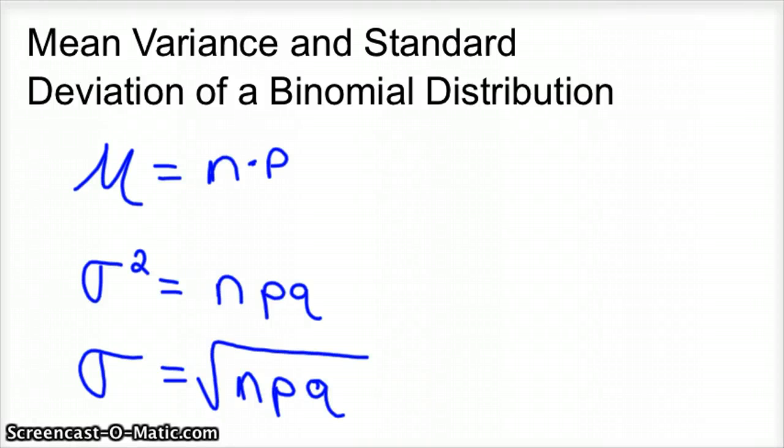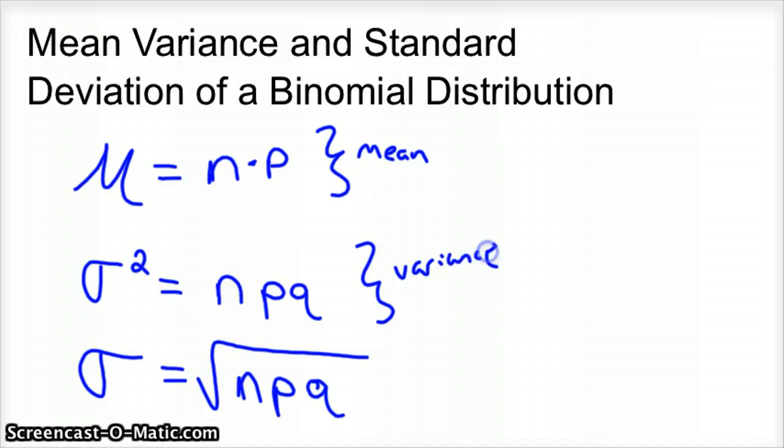Okay, mean, variance, and standard deviation of a binomial distribution. So there's your three formulas. Obviously, this first one, that's mu, which represents mean. So there's your mean. Here's your variance formula. And here is your standard deviation formula.